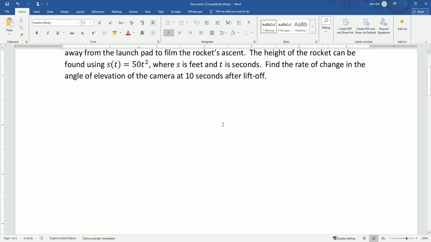Okay, so here we go. First, we want to draw a picture to see what it looks like. So here's the angle of elevation, theta. This is going to be s of t, a function of time. The position function is 50t squared. That's your vertical distance, and the camera is 2,000 feet away.